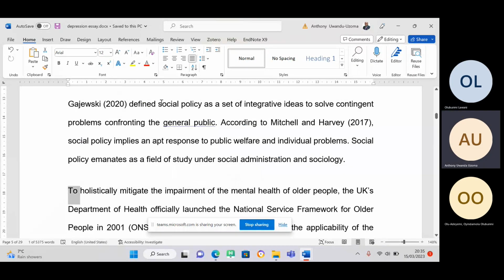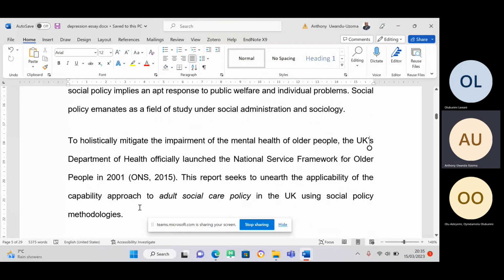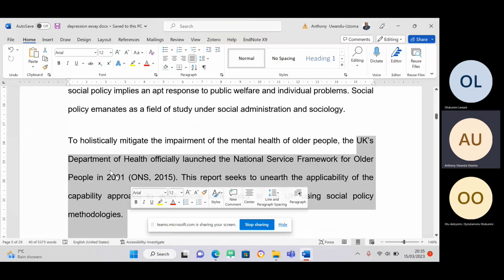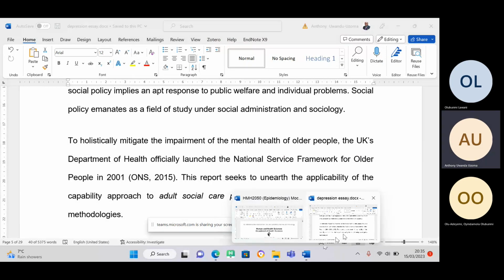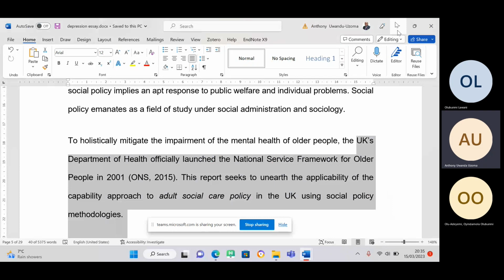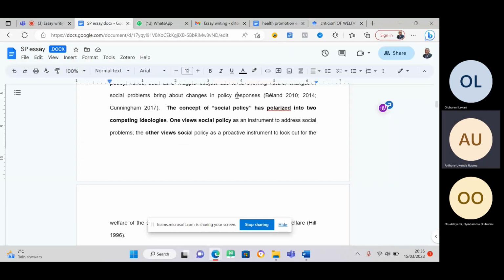Now how does this paragraph link to this one? After the definition of social policy, we went straight to how to holistically implement this thing. Can you see that it is scattered? There's no logic. So critical writing means having what? Logical flow of your essay.